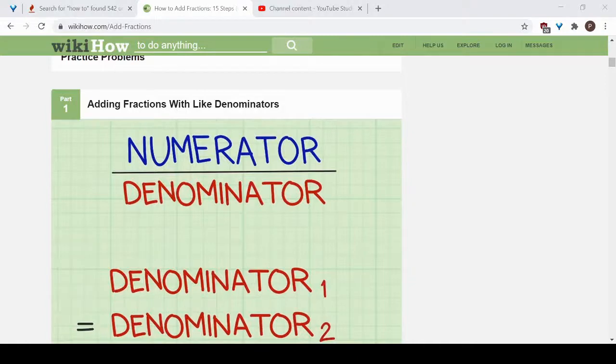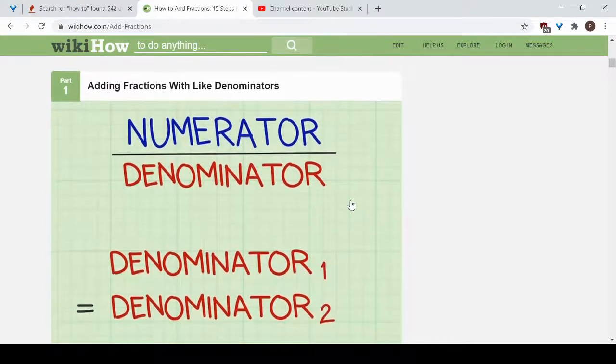Okay, in today's video, I'm going to show you guys how to add fractions. So, first thing you got to know about fractions is that there are two parts of a fraction: the top part, the numerator, a line, and then the bottom part, the denominator.